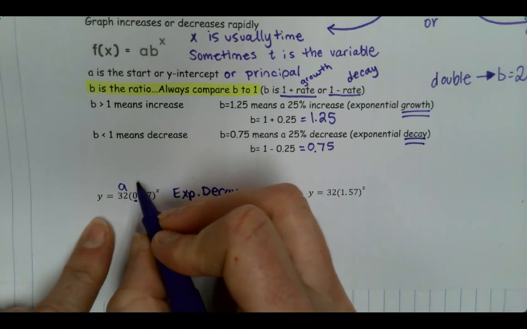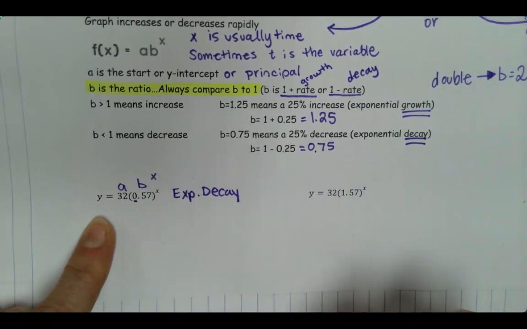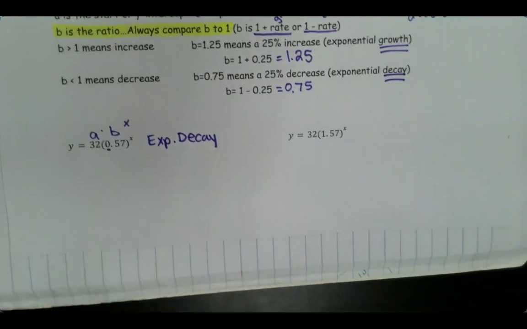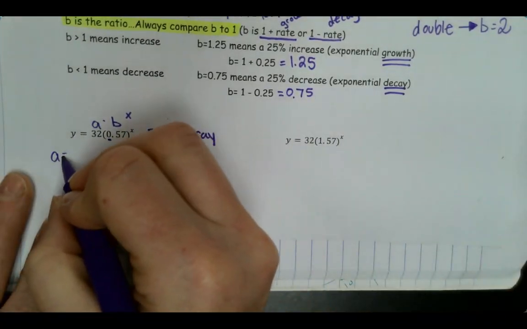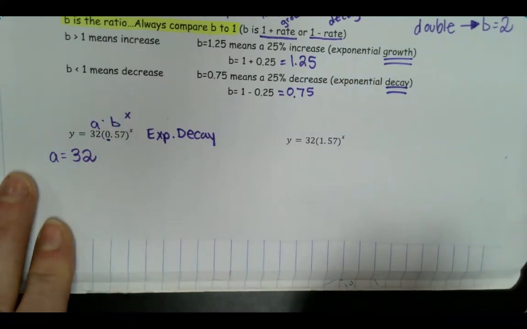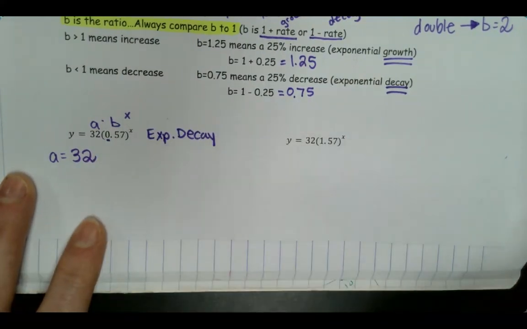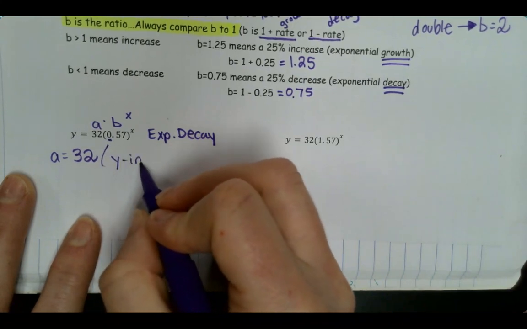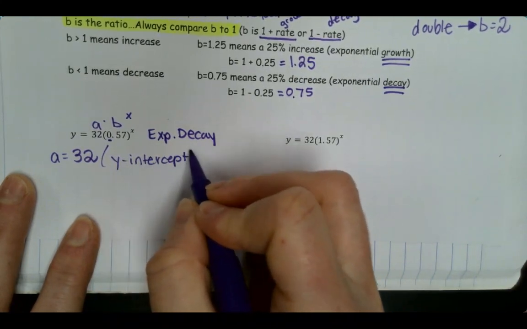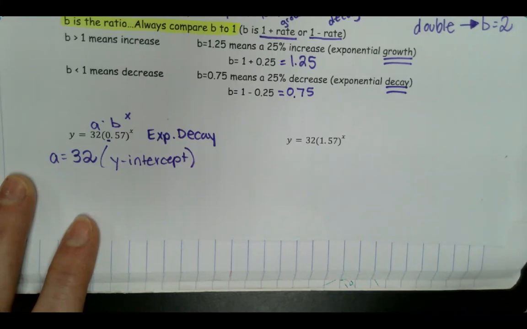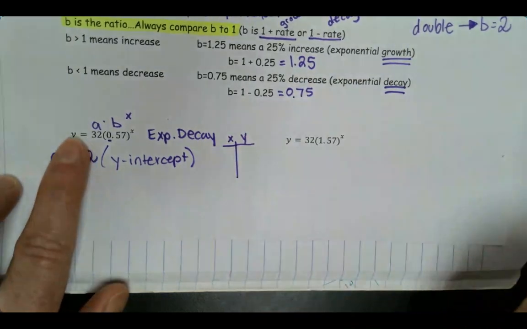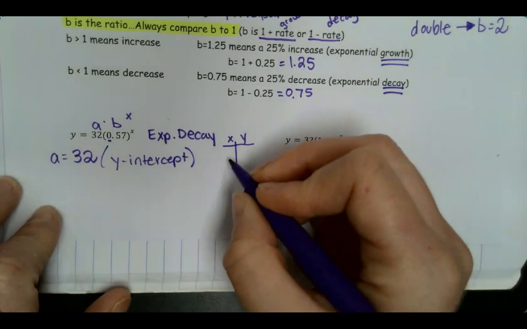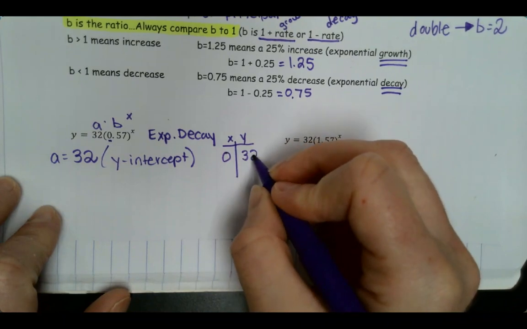So this is A times B raised to the x. We need to identify the different parts and then determine what the percent increase or decrease is. So A is 32. The A is the starting amount. It's also called your y-intercept. And on the table of values, if you put this in to y equals this equation, the way it'll show up on the table is x is 0, y is 32.